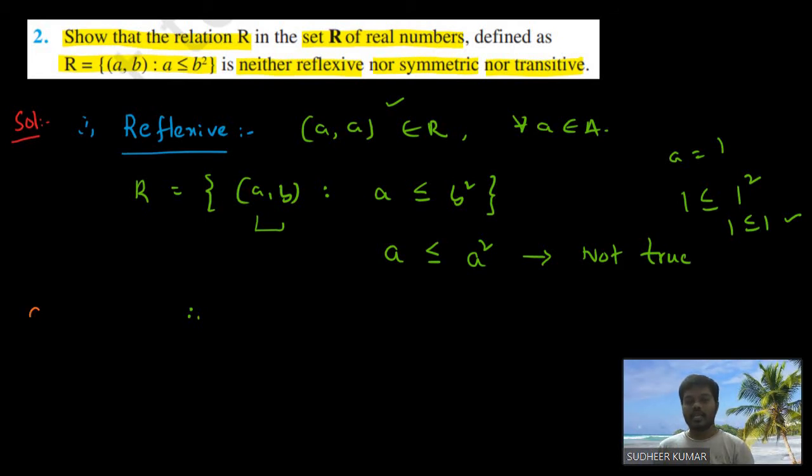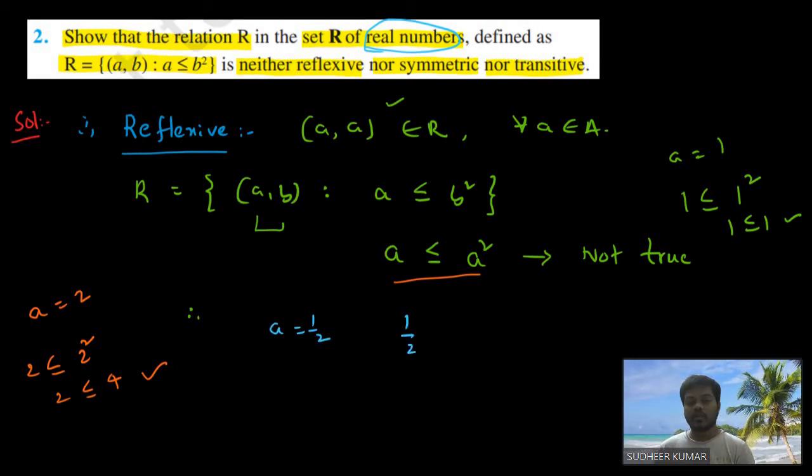Now let us take a is 2. If we substitute in this inequality, 2 less than or equal to 2 square, 2 less than or equal to 4. So it is also true. Let us take another case. As R is a set of real numbers, let us take a is 1 by 2.